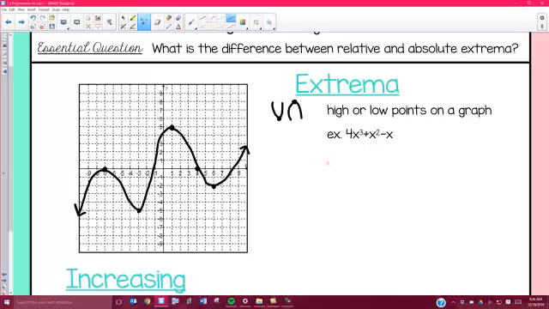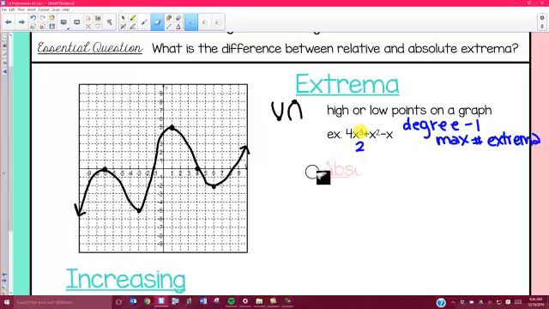So if you remember, the degree of the polynomial is the highest exponent in there. So for this one, it's 3. And if I take that degree and I subtract 1, that tells me the max number of extrema. So how many highs and lows this graph can have. Now it doesn't tell you if it's a high or a low, but at least you could have an idea. So for instance, this one right here, 4x cubed plus x squared minus x, would have at maximum 2 high and low points.